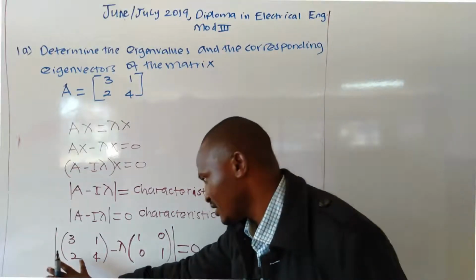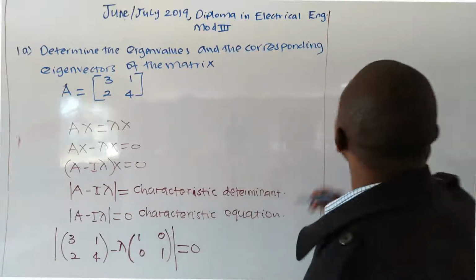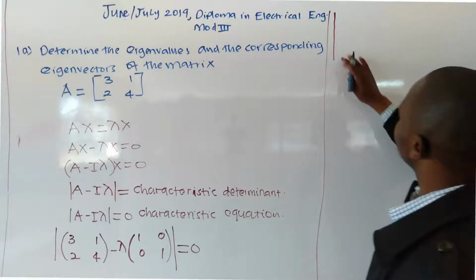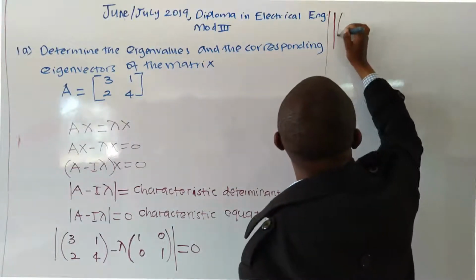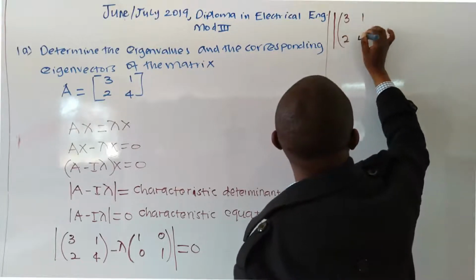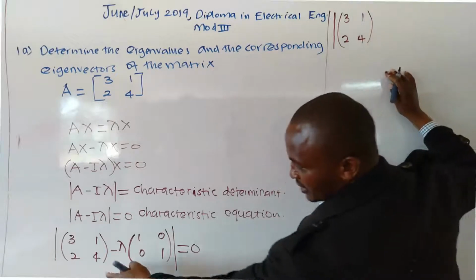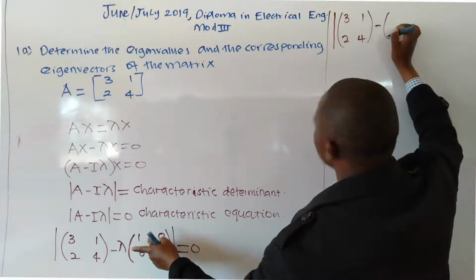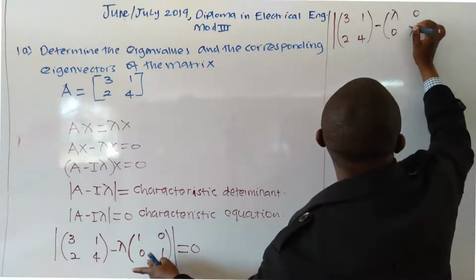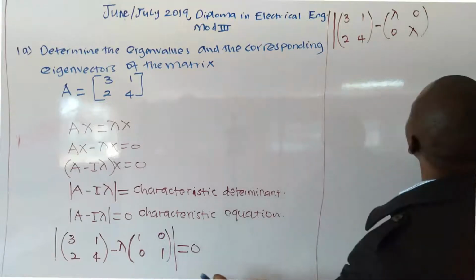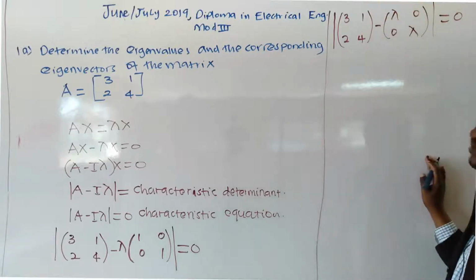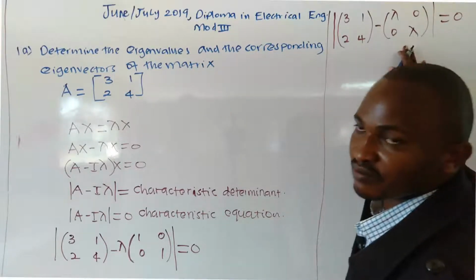Let us simplify here. The straight line tells you that you are supposed to find the determinant. You are finding the determinant of 3, 1, 2, 4, minus, here you have lambda, 0, 0, lambda, and then another straight line to indicate that we are finding the determinant. Now let us subtract these two matrices.